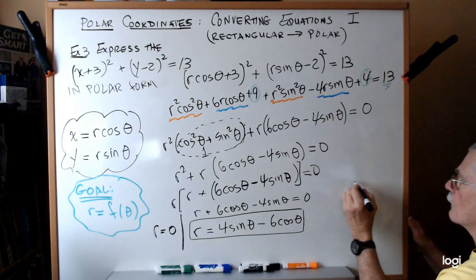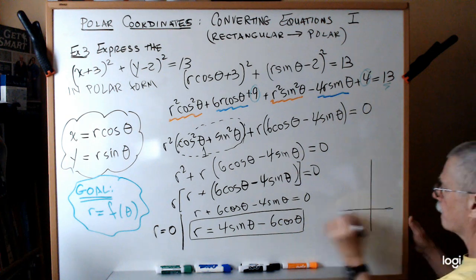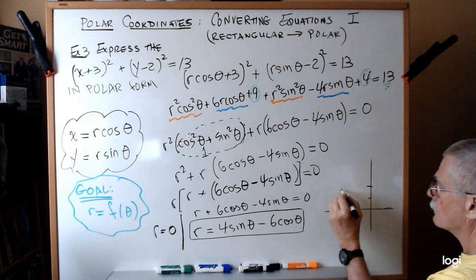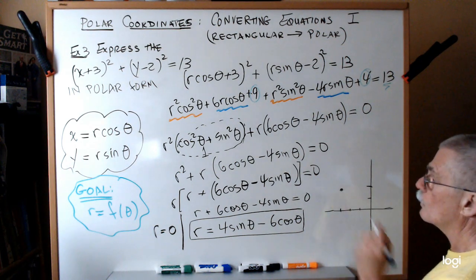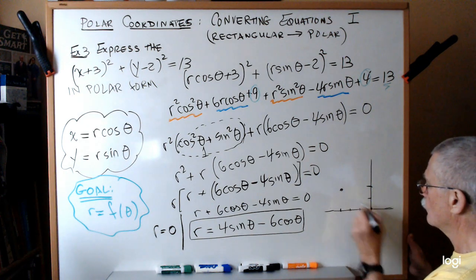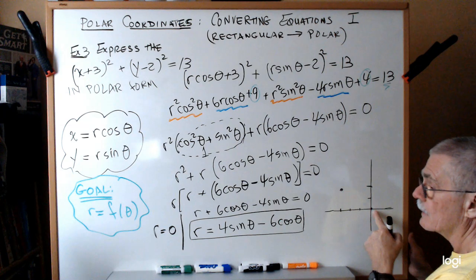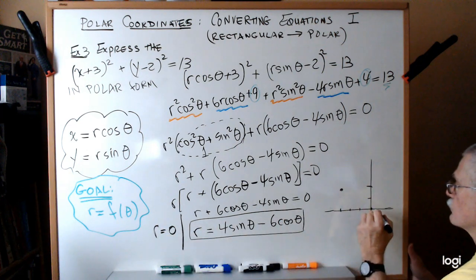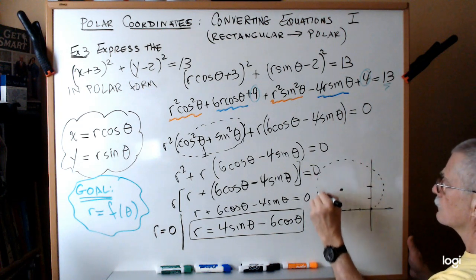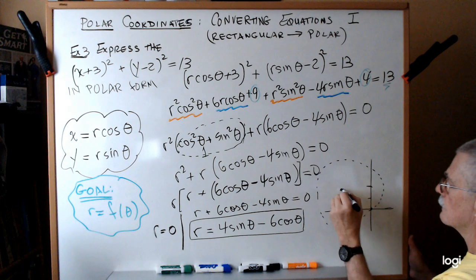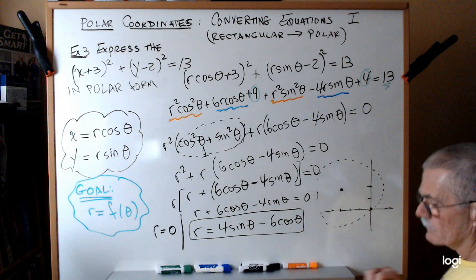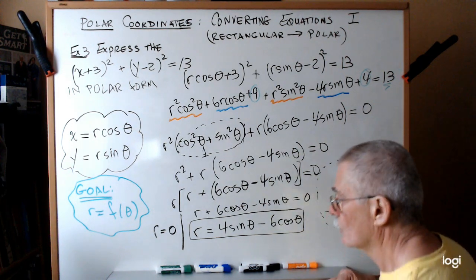So I'm going to make a rough sketch here. Negative 3, 2, centered about there, with a radius of radical 13. And it turns out it's going to go through the pole or the origin, and that gives us our r equals 0. So my drawing is probably something like that. Not a very good job, but you know. Okay, so that would be this circle in polar coordinates.